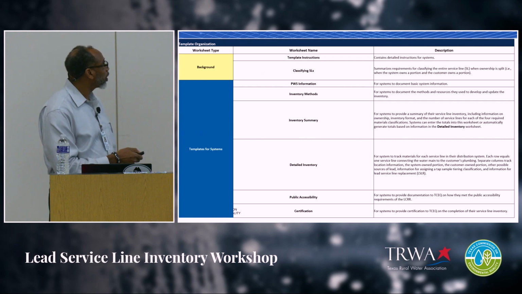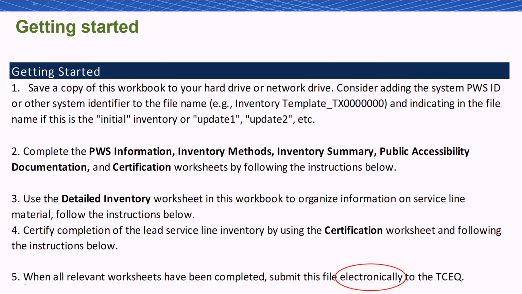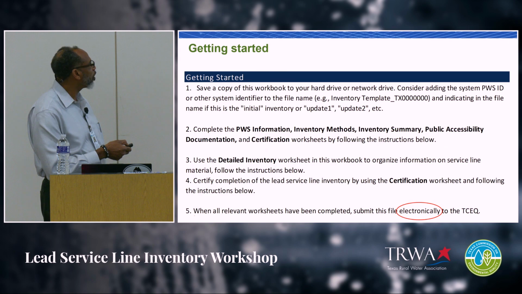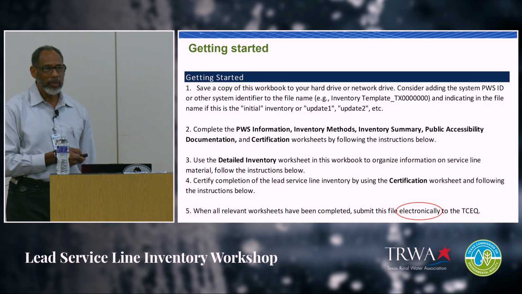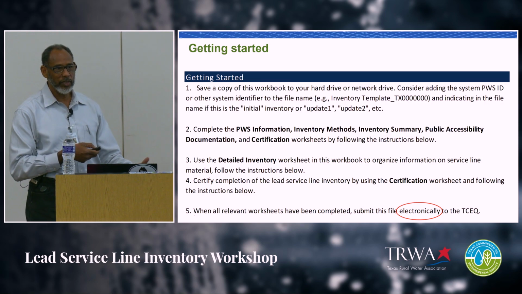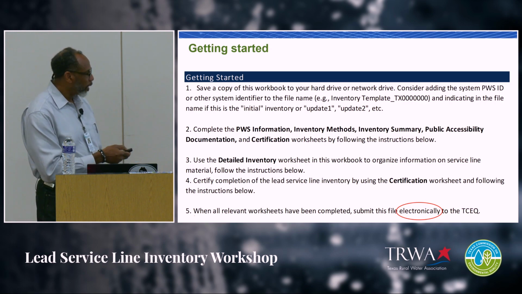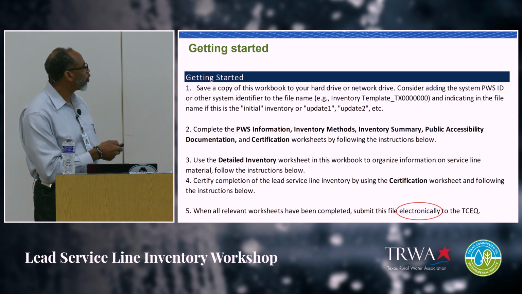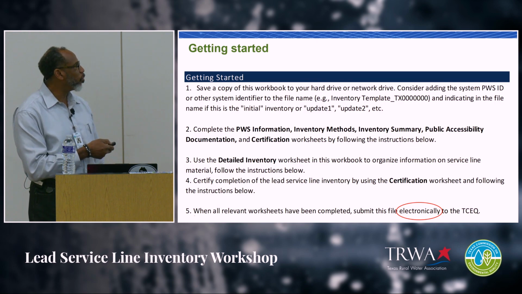So this is what the template looks like when you download it. You have your background information, information about the system. And this repeats what I said earlier: save a copy of the workbook to your hard drive or network drive, wherever you want to save it. It's a good idea to put your system ID number in that file name. So again, when you send it to TCEQ, everything is tracked by the PWS ID number. So that's already in the file name. And it will be the initial inventory for everyone doing it for the first time.